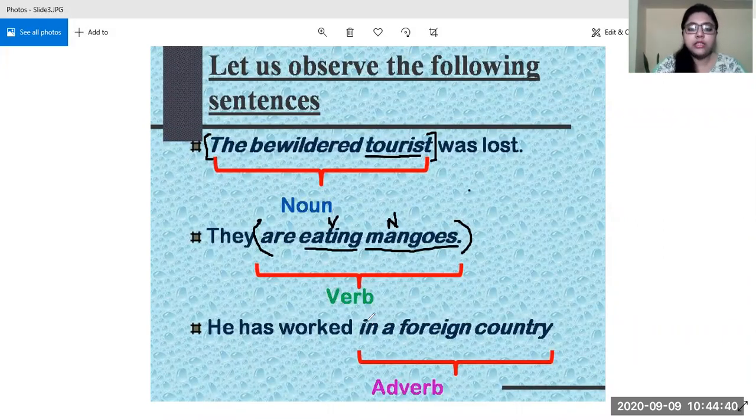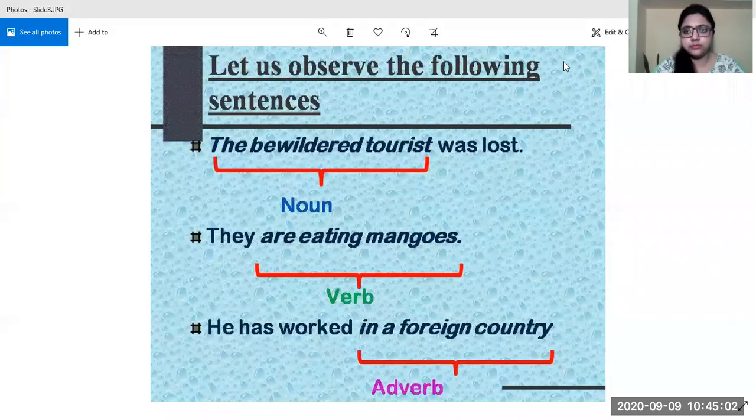So again, here in the third sentence, we can see "in a foreign country." This is the phrase, and country is a noun, but again, we do not have any subject in this particular phrase. So we conclude that a phrase can have a noun, or it can have a verb, but it does not have any subject.